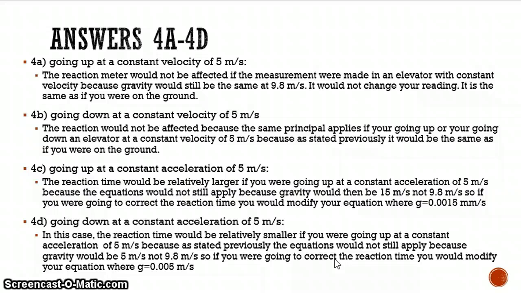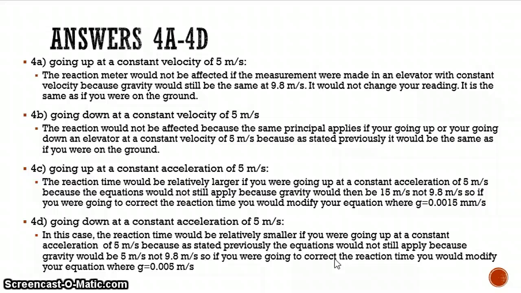Now I'm going to answer parts A to D. If you're going up at a constant velocity of 5 meters per second, the reaction meter will not be affected if the measurements were made in an elevator with constant velocity, because gravity will still be the same at 9.8 meters per second squared. It will not change your reading. It is the same as if you were on the ground. The same goes for constant velocity going down at 5 meters per second, because, as stated before, it is the same as if you were on the ground.